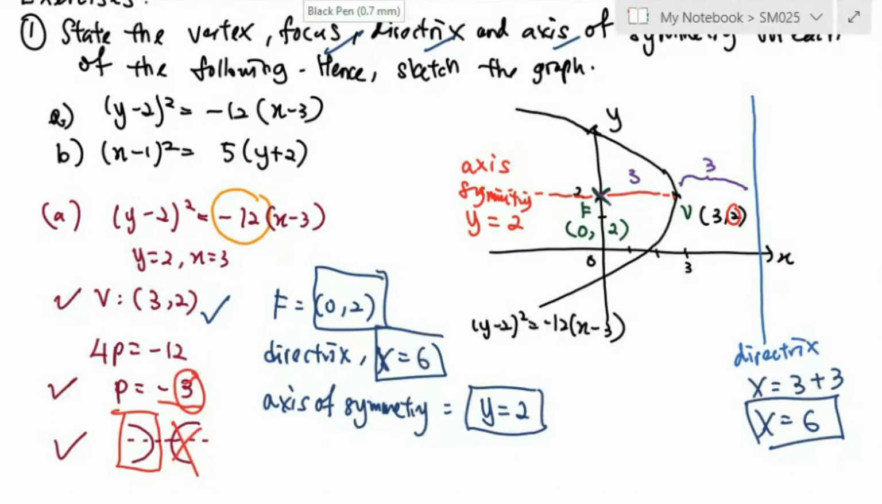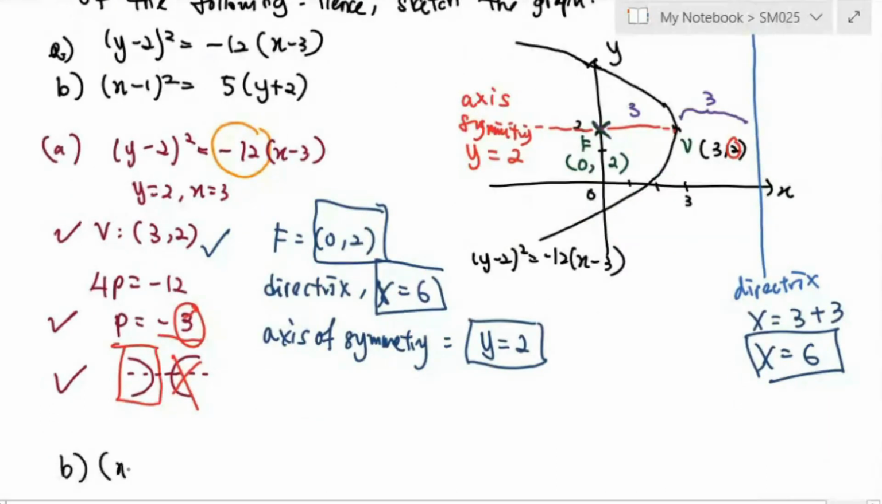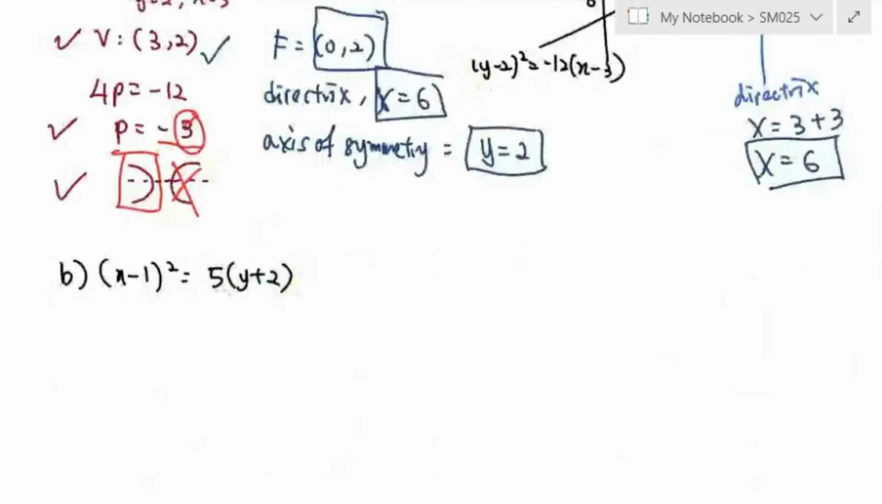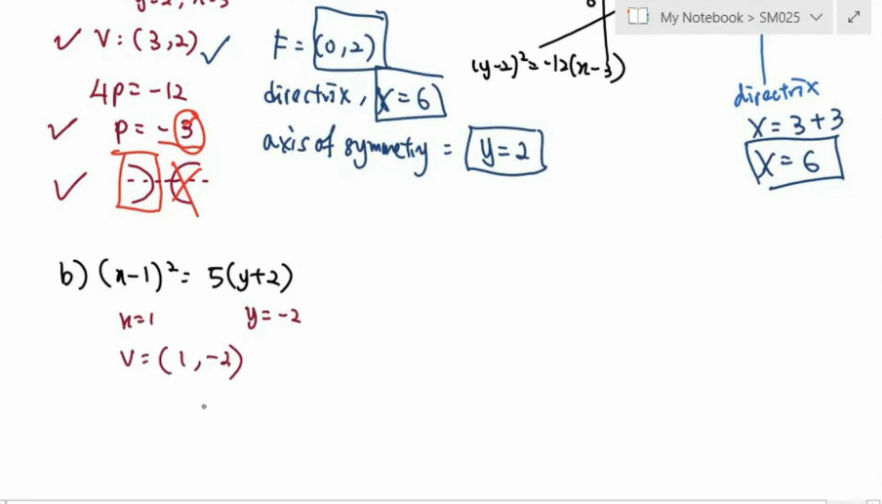Then we'll continue for question B, where it is (x minus 1) squared equals 5 times (y plus 2). So when we get the equation, you must know what your vertex is. Since your x is equal to 1, and you can see your coordinate here, y equals negative 2, it means your vertex will be (1, negative 2). So what's your p-value? Your p-value will be located in the factor of y plus 2 here. So 4p equals 5. P equals 5 over 4.